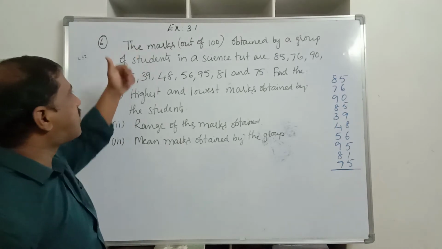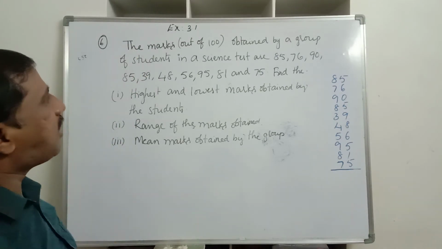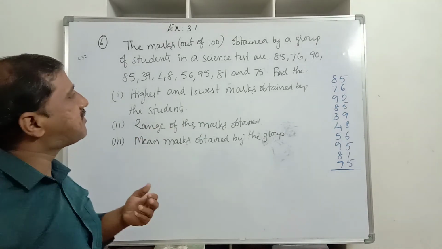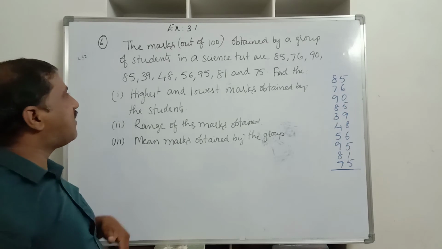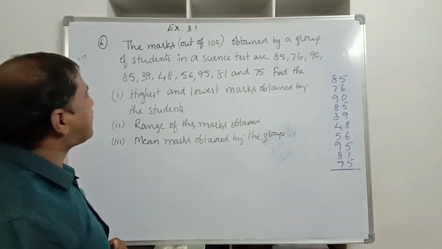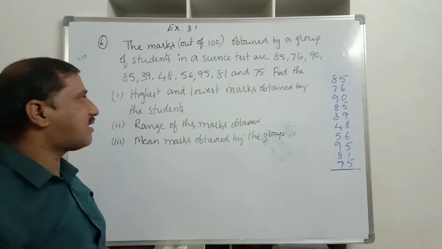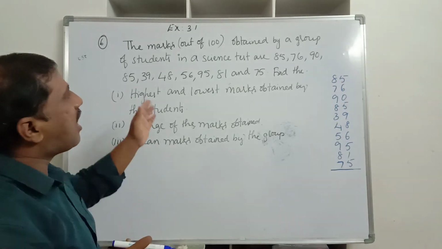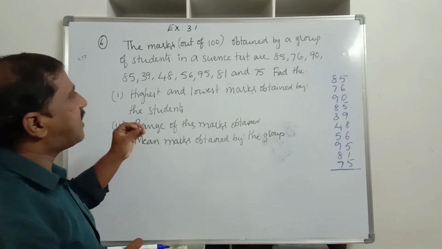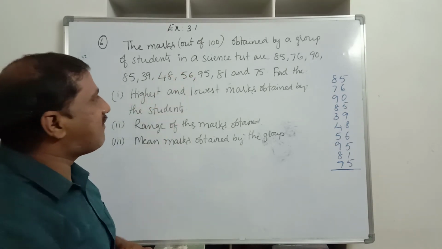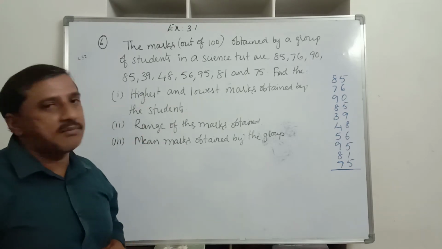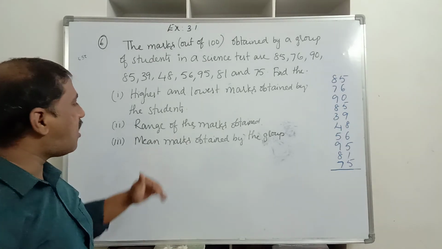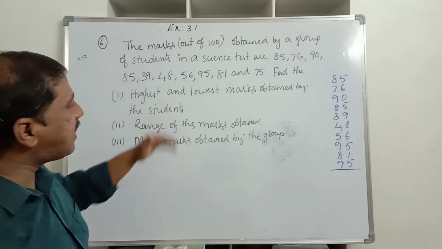The sixth question. The marks out of 100 obtained by a group of students in a science test are 85, 76, 90, 85, 39, 48, 56, 95, 81 and 75. So one science test is conducted for the students out of 100 marks. In that, 10 students' marks were given. Find the highest and the lowest marks obtained by the students, the range of the marks obtained, and the mean marks obtained by the group. We need to find these three.